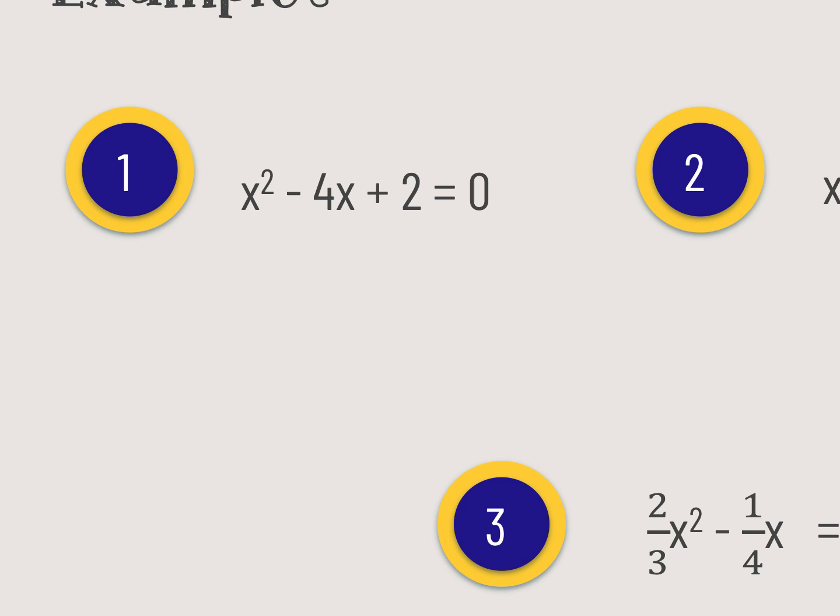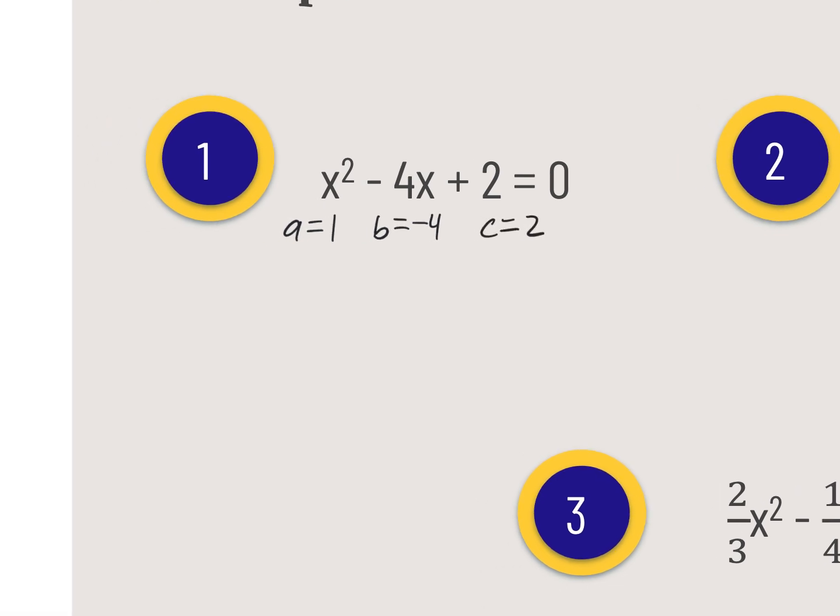So we want to label A, B, and C. A is going to be 1, it's the number in front of the x squared. B is going to be negative 4, the number in front of your x. And then C is your constant, it's going to be 2. All right, and then you want to plug it into this formula. x equals negative b plus or minus the square root of b squared minus 4ac over 2a.